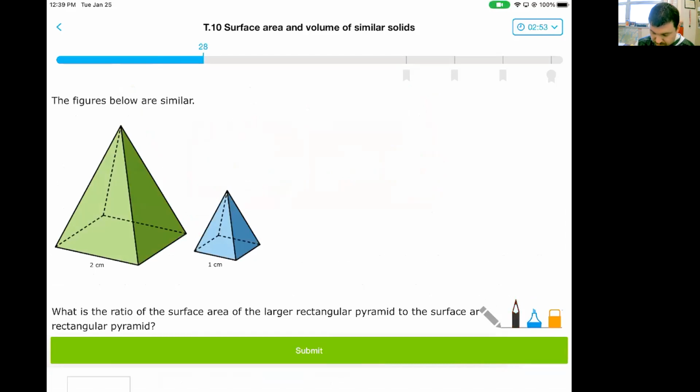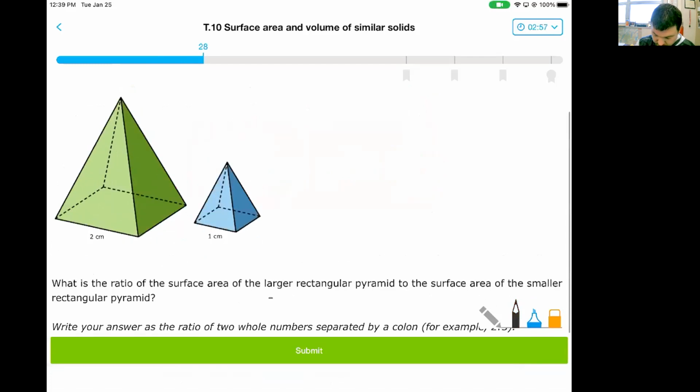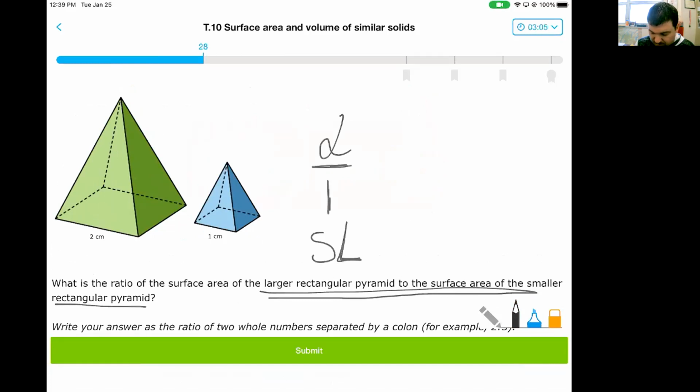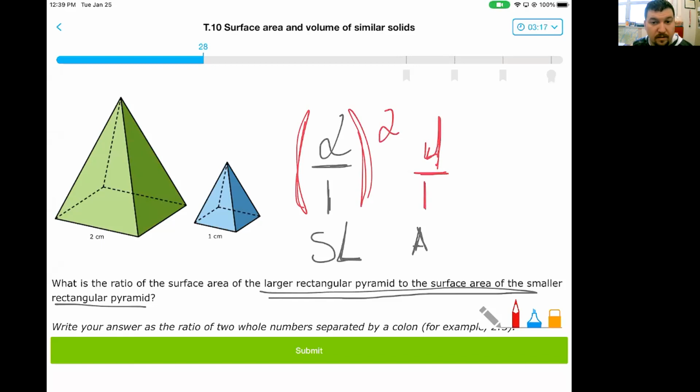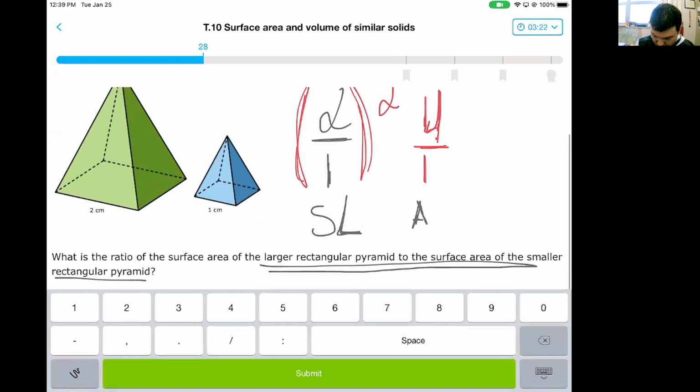Okay, this one is surface area. And so it says the larger rectangle to the smaller one. So I do want to go in that order. So 2/1 is the side length ratio. The surface area ratio is going to be the square of that side length ratio, which will be 4/1 still, because 1 squared is still 1. So 4/1 or 4:1.